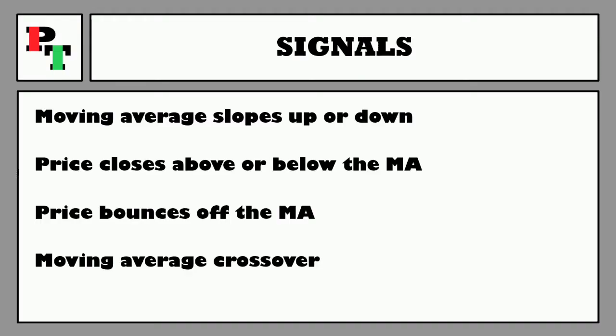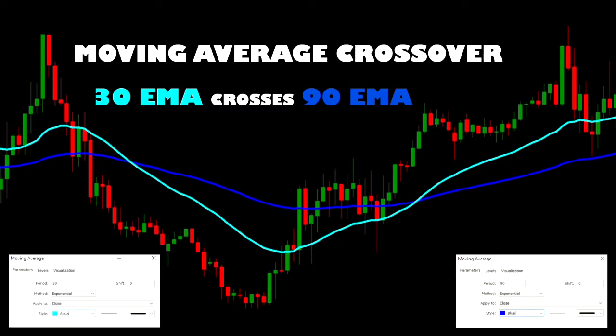And the final entry signal to take directly from the exponential average is plugging it into a moving average crossover strategy. Here's using the 30 and the 90 period moving averages, and we can see that when the faster 30 period average crosses over that slow 90 period, we would enter either a buy or sell trade. It's that basic, which is often a bad sign in trading.